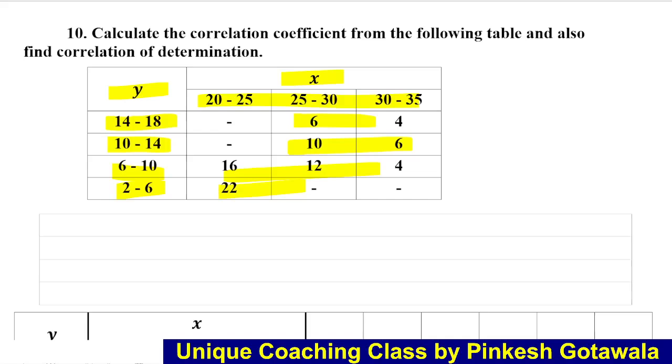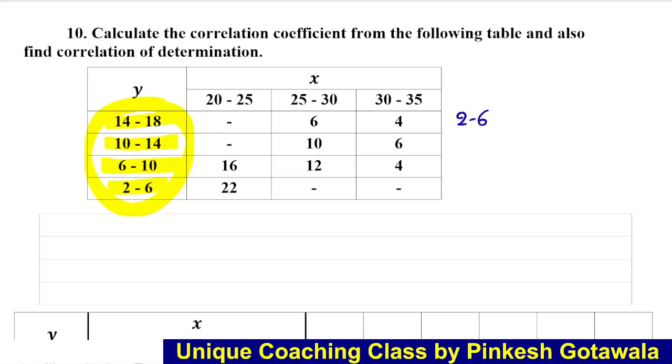If you see properly, look at this class. Here the class is given in the opposite way. Okay, સીધી રે આપ્યા નથી, ઉલટી રે આપેલા છે. Look at 14 to 18, 10 to 14, 6 to 10, 2 to 6. Normally it would be like this: 2 to 6, 6 to 10, 10 to 14, 14 to 18. Okay, આ રીતે હોવા જોઈએ, but ઉલટું આપેલું છે.